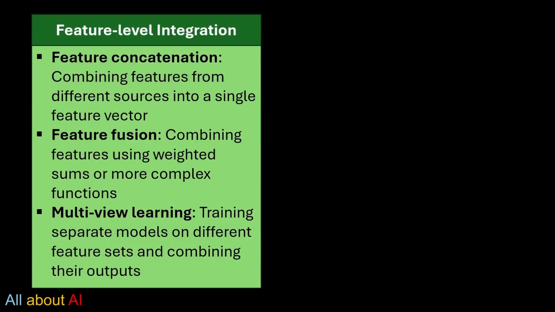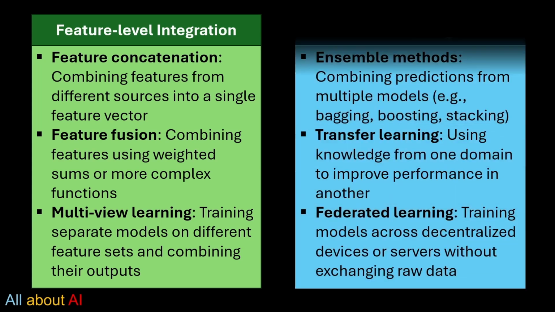Now, if we take a look, there are a few ways of doing integration. Some integrations are feature level. So it could be feature concatenation, combining multiple features from different sources into a single feature vector. Feature fusion, combining features using weighted sums or more complex functions. Multi-view learning, training separate models on different feature sets and combining their outputs.